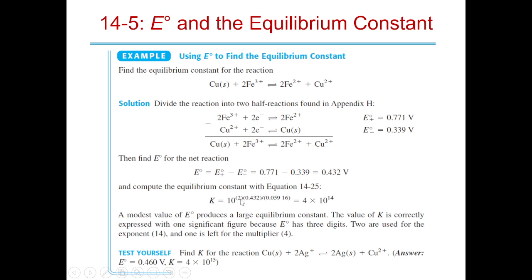10 to the power of 2. That's that number of electrons right here, times the voltage of your cells, so your overall voltage, divided by that constant. You get that number up here. You then take 10 to the power of it, and you'll get this value right here. And that's your K. Did you have any questions?